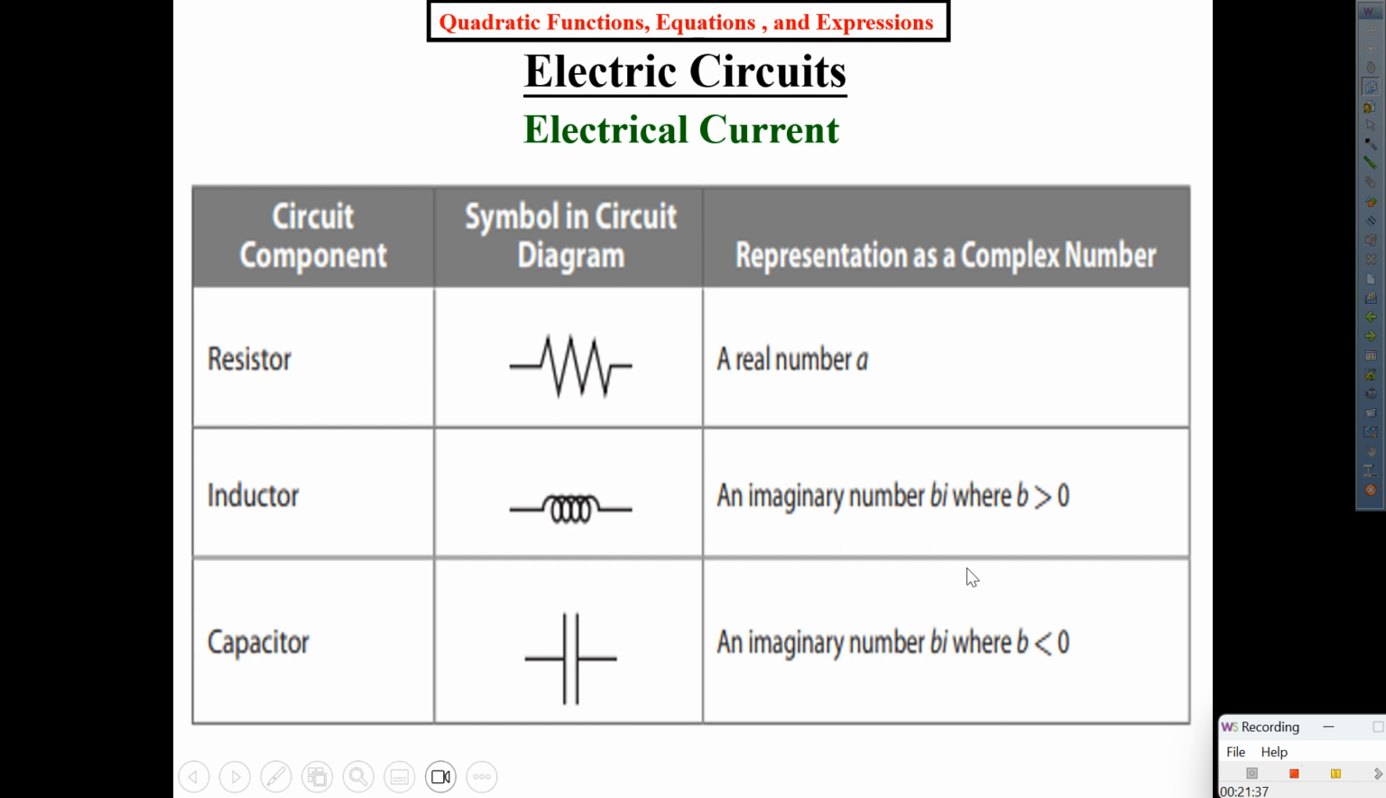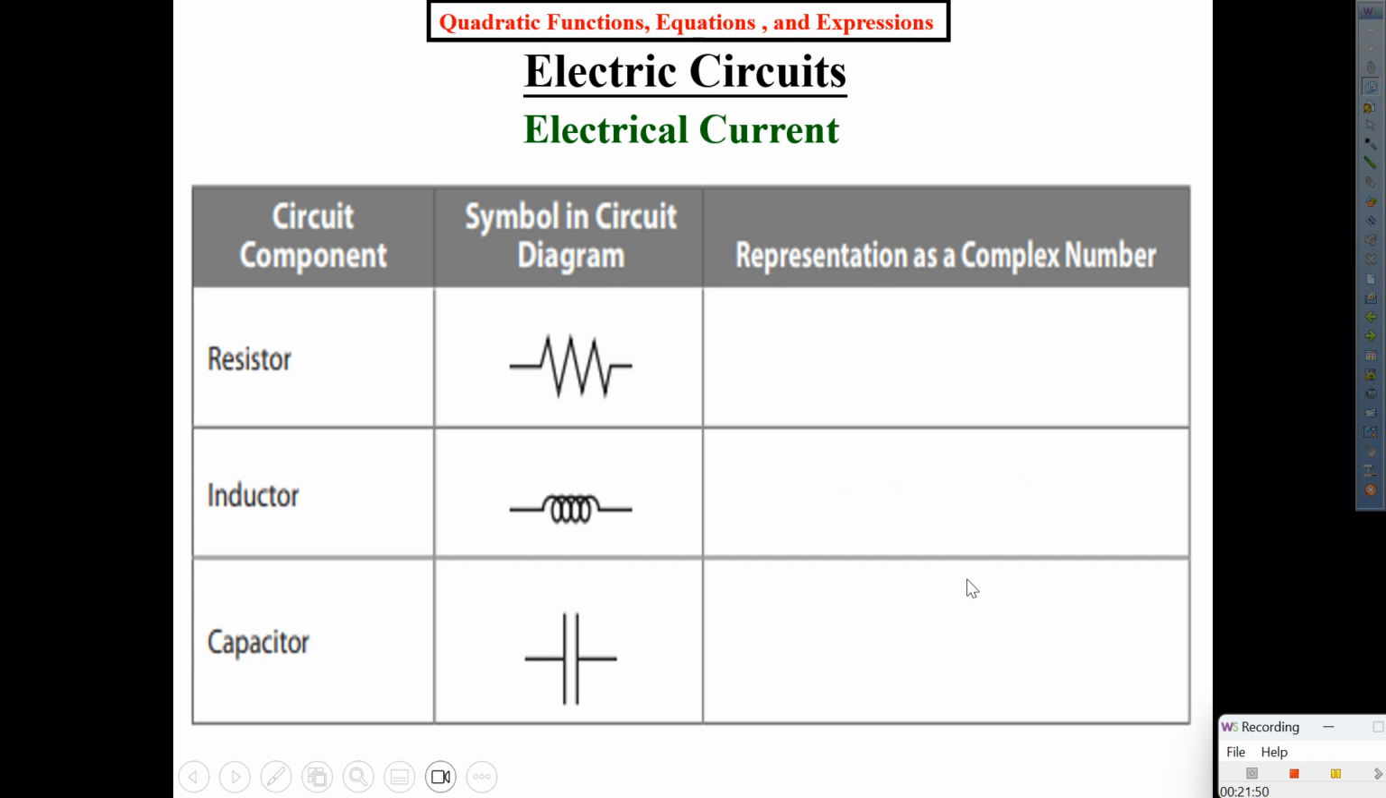What does that mean, Mr. Q? Well, let me give you in simple words what it means. So on your table, I want you to add one more column and just write the word representation. One more column to your table.